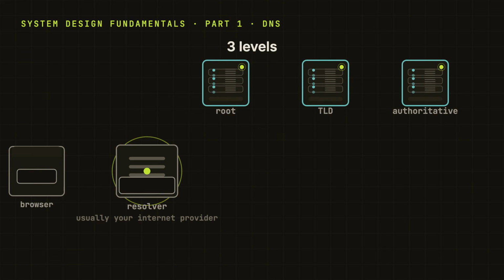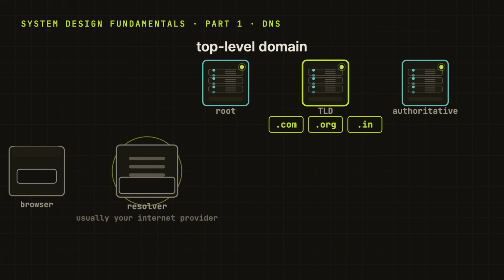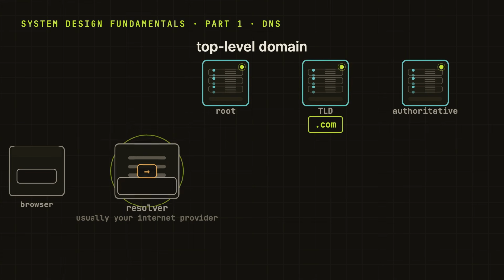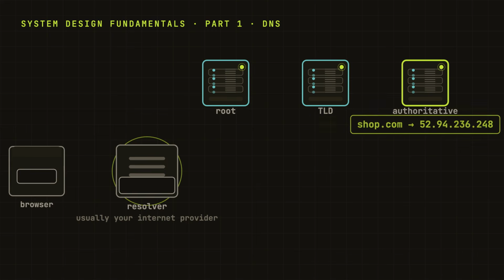And if the resolver also does not have it, it walks down what we call the DNS hierarchy, which has three levels. First, it asks a root server who handles .com names. The root points it to a TLD server. TLD means top level domain. The .com, the .org part. The TLD server then points it to the authoritative name server. That is the server that actually holds the real IP address for shop.com. And that one finally returns the number.